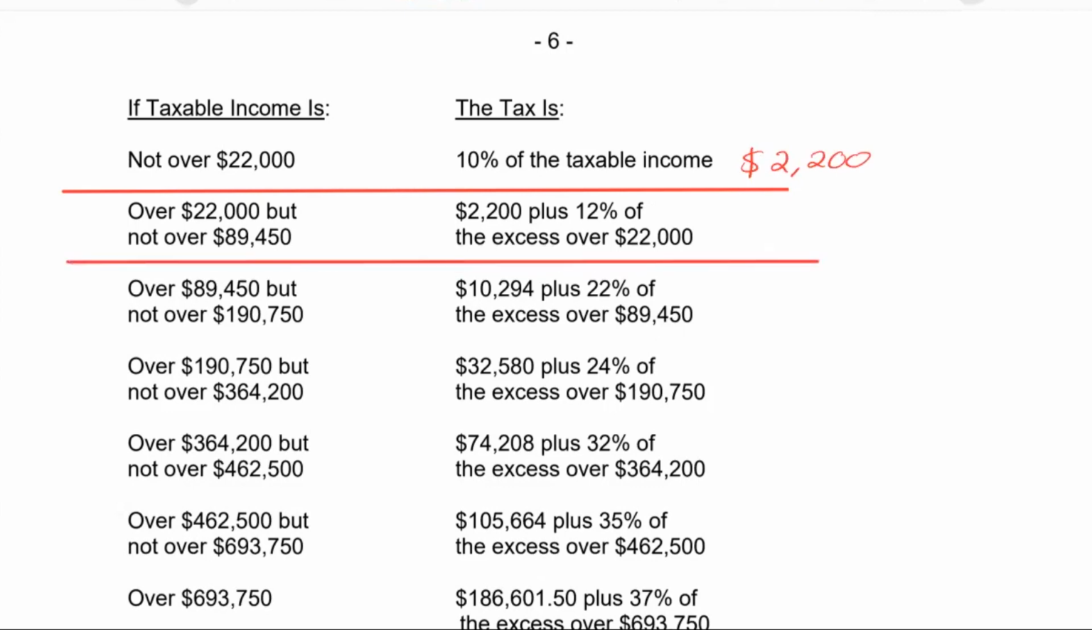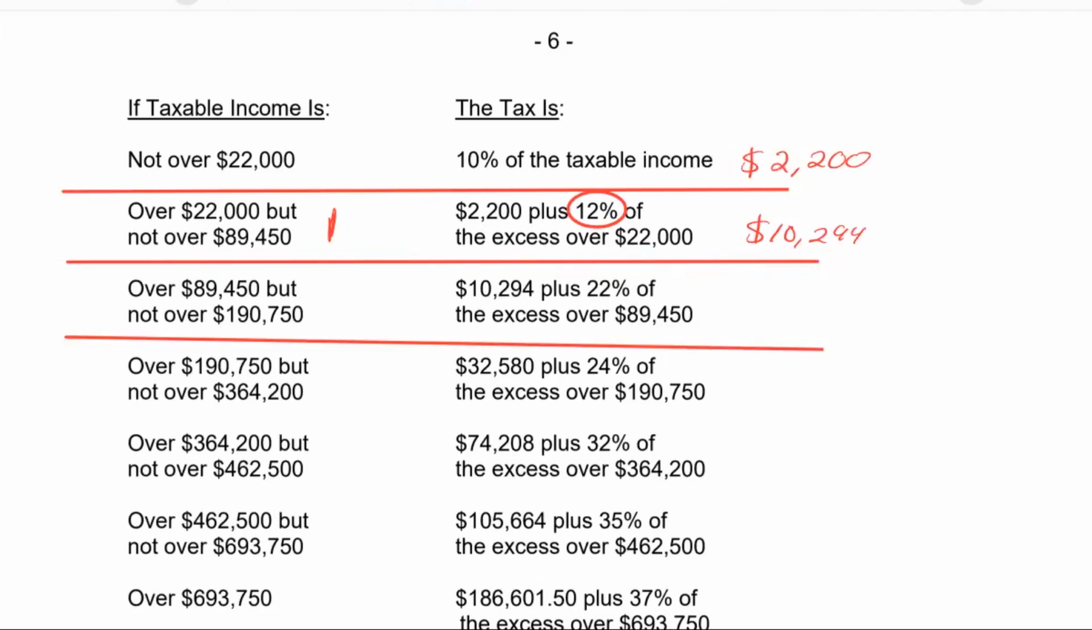This is going to say everything over $22,000, but not over $89,450 is going to be taxed at this 12% tax rate. Then the most we're going to pay in that particular bracket is $10,294. So you're going to pay this $2,200 plus the 12% of the value in between these two numbers, or up to a maximum of $10,294.